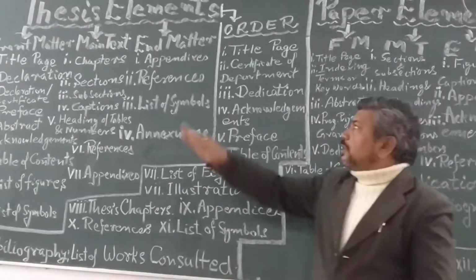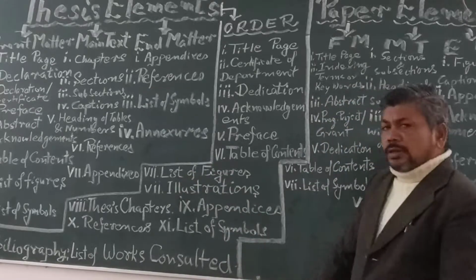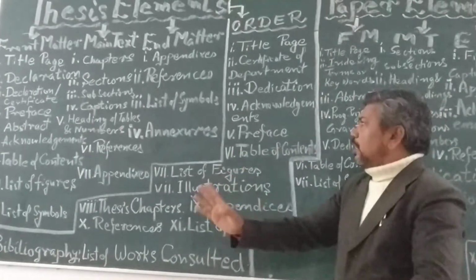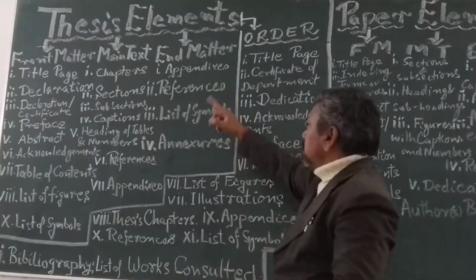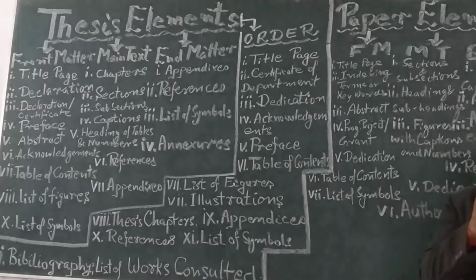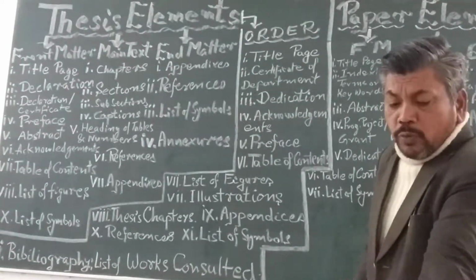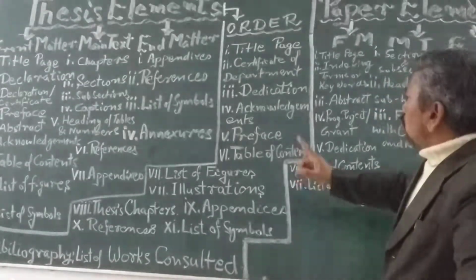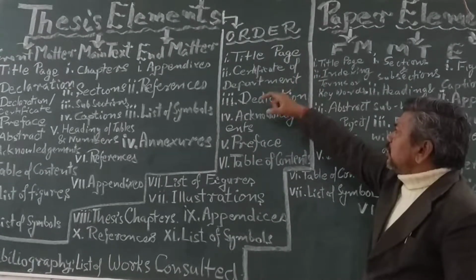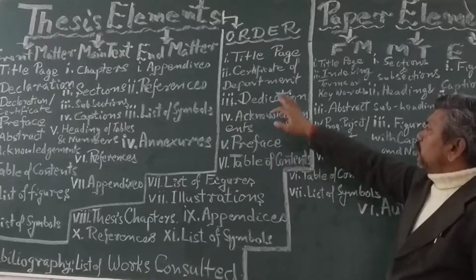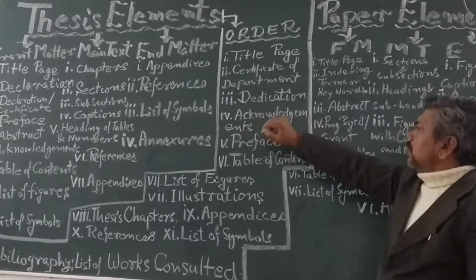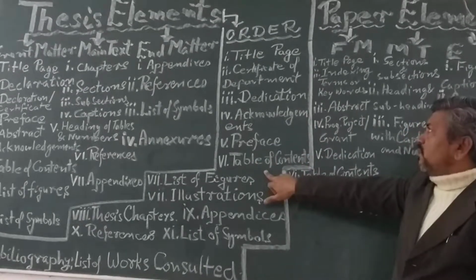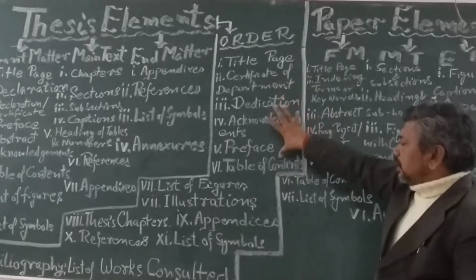Thus ends the thesis elements. But let us look finally at the order of the thesis. The whole work is done: front matter is there, main text is there, end matter is there. How should we organize it finally before producing it in bound form? The order of the thesis should be: a title page, a certificate from the department and the university, then a dedication page, then acknowledgement, then preface, then table of contents. This front matter will be organized this way.